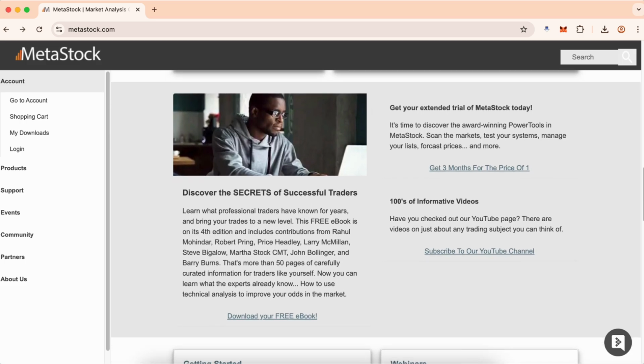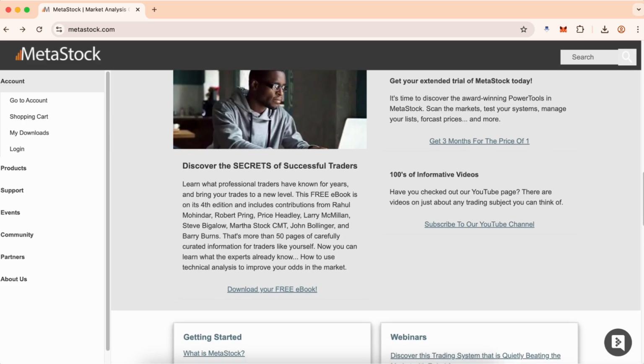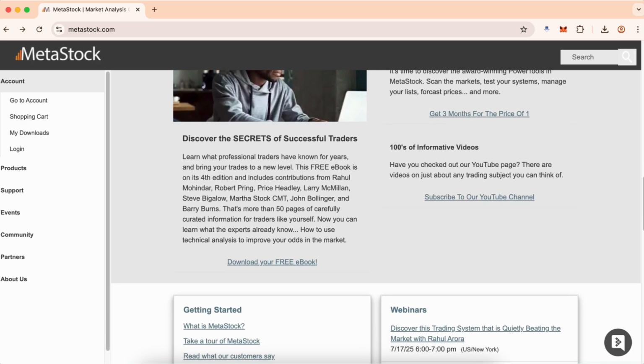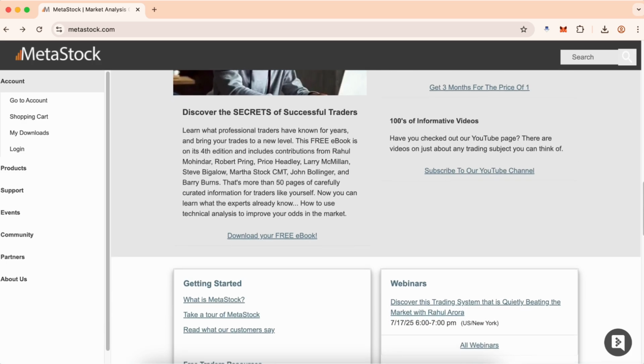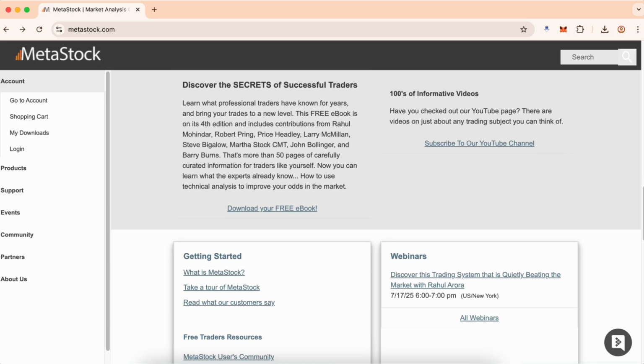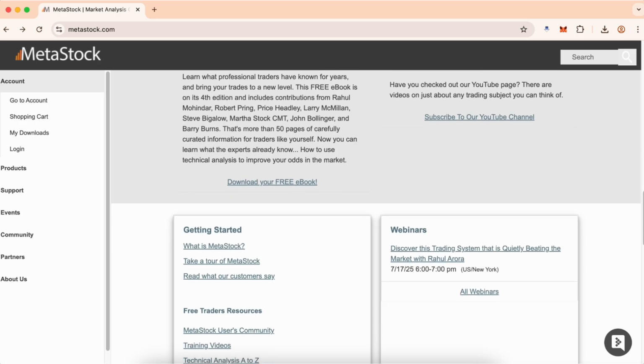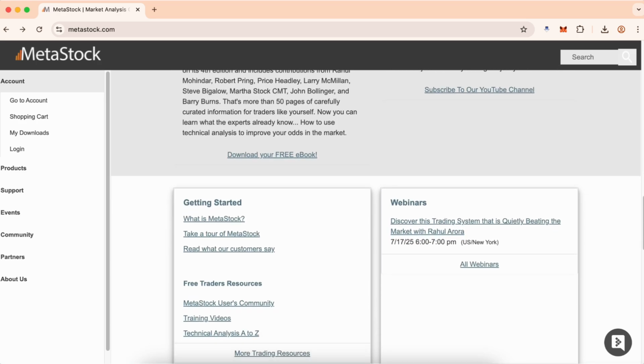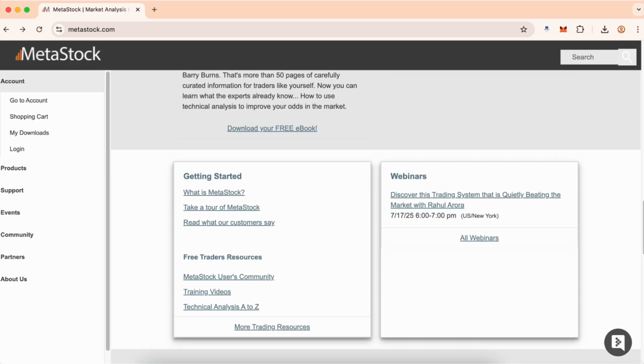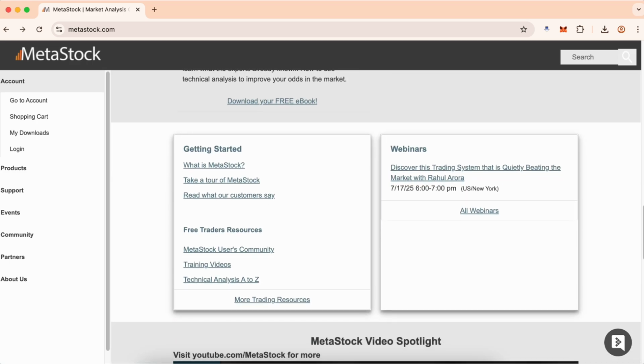Now, let's talk about the user experience and interface. I'll be honest, MetaStock has a learning curve. This isn't a platform you'll master in a weekend. The interface looks professional but can feel overwhelming for beginners. However, once you get past the initial learning phase, everything becomes intuitive.